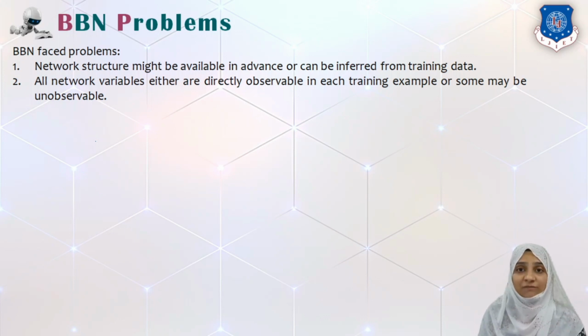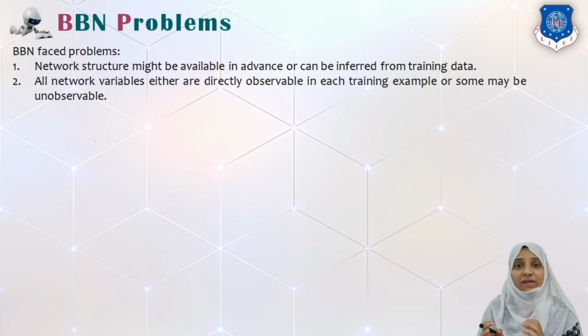The second problem with the network is that network variables are either directly observable in each training example, or some may be unobservable. That means if I have to construct a network model based on some training data, there is also a probability that we will miss some of the variables which are actually dependent, but we fail to observe them.